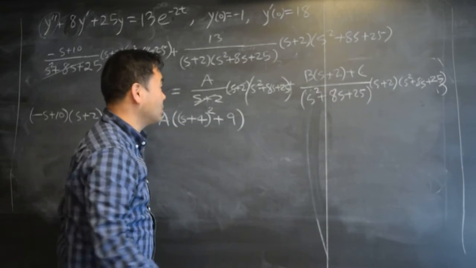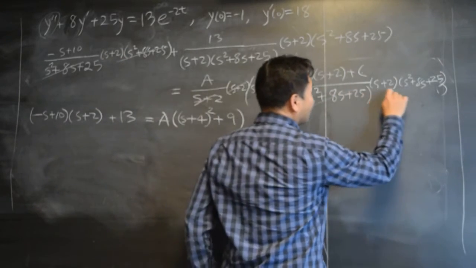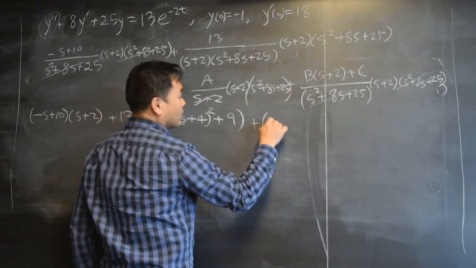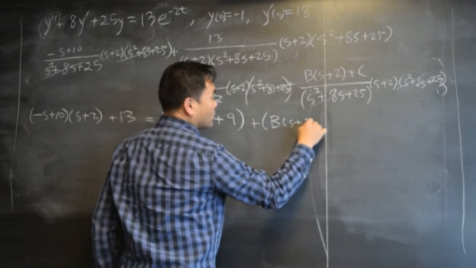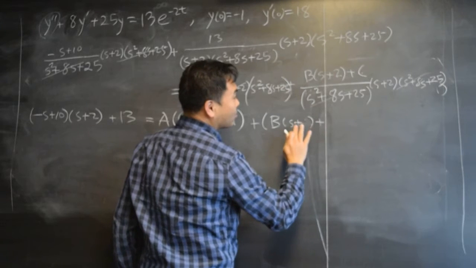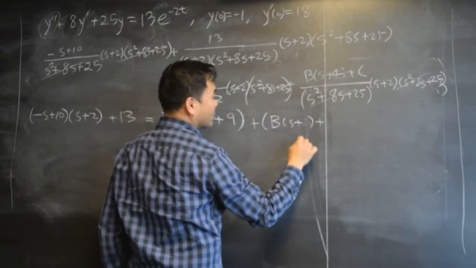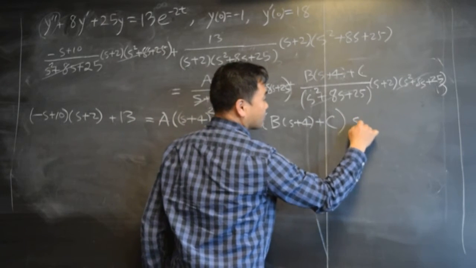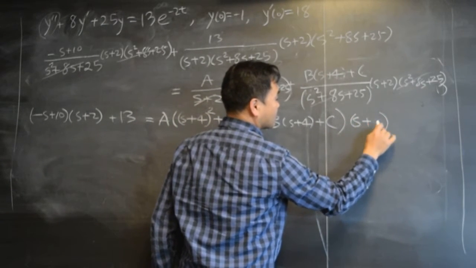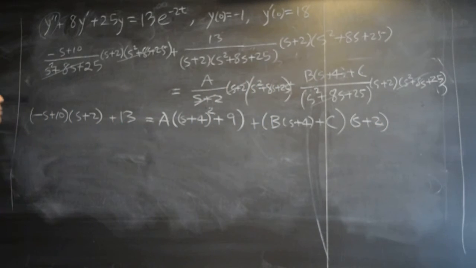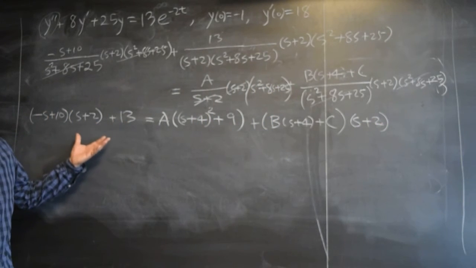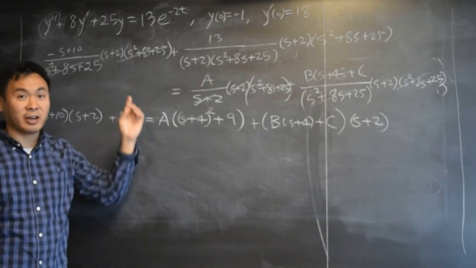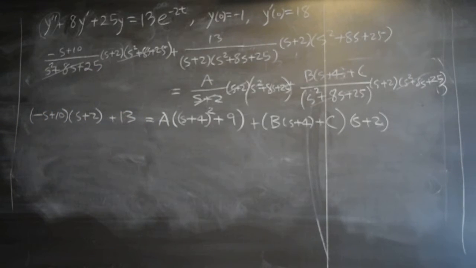Okay, and then this and this cancel, giving you B times s plus, not s plus 2, sorry. This should be s plus 4, right? I'm sorry about that. Okay, so that's what we get after multiplying this thing to both sides. And then we have to find A, B, and C. Okay, what should we do?